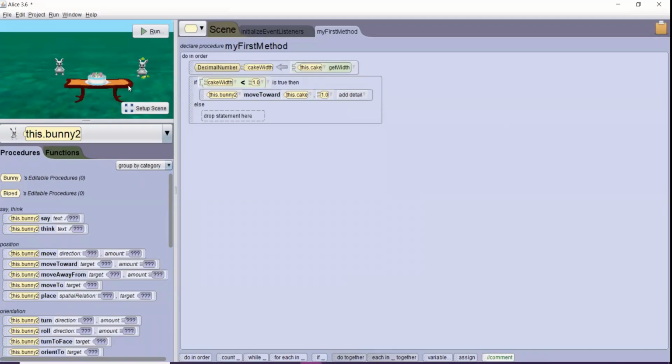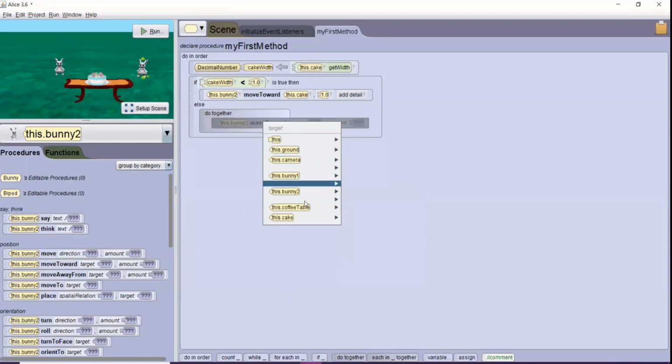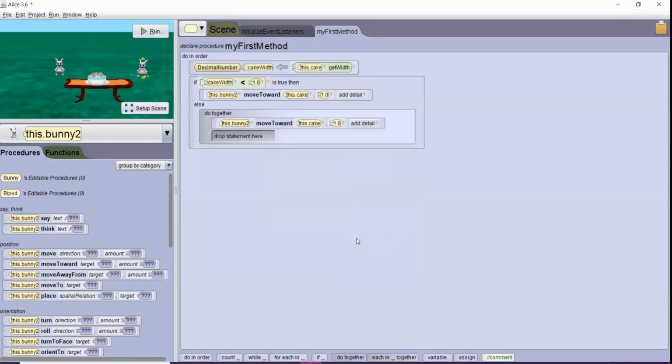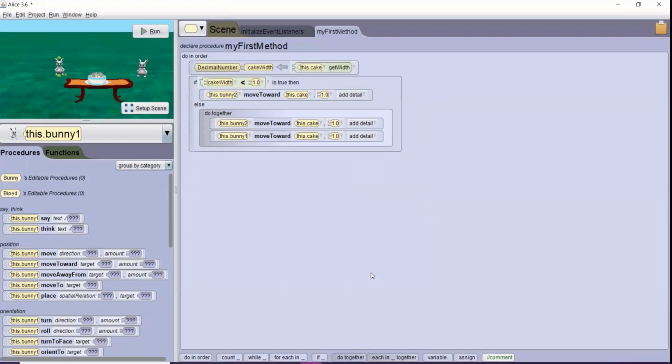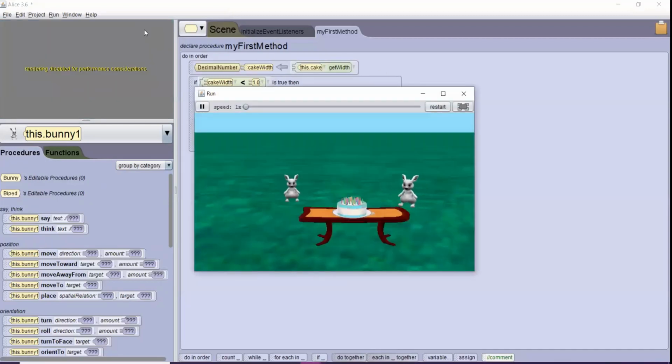Betul? So apa yang awak boleh buat, kalau kita nak dia bersama-sama bergerak, kita kena guna apa? Kita kena guna do together. Okay, so bunny 2 akan move toward lah. Move toward. So dia akan pergi ke this cake sebanyak 1.0 dan juga klik kat sini bunny 1 akan move toward this cake also sebanyak 1.0. Okay, so dah cantik. So let's run. What happened? Kenapa dia ke depan? Dia je yang ke depan.